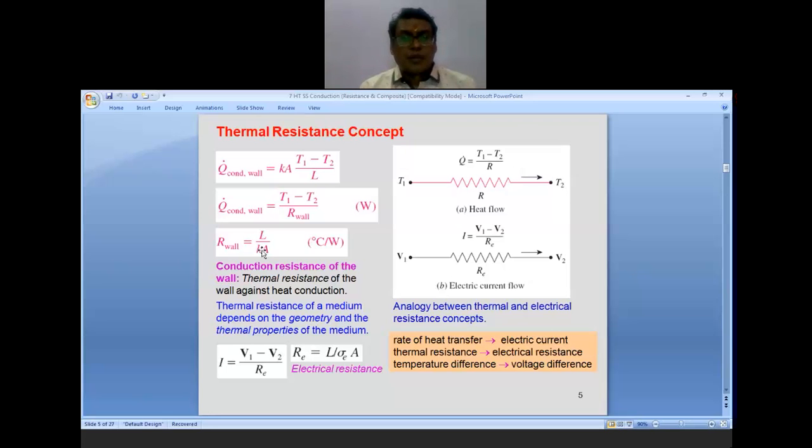And this thermal resistance of the medium depends on the geometry and the thermal properties, that means your thermal conductivity. K and L: L is associated with the geometry and the width, and K is the thermal property, the thermal conductivity.